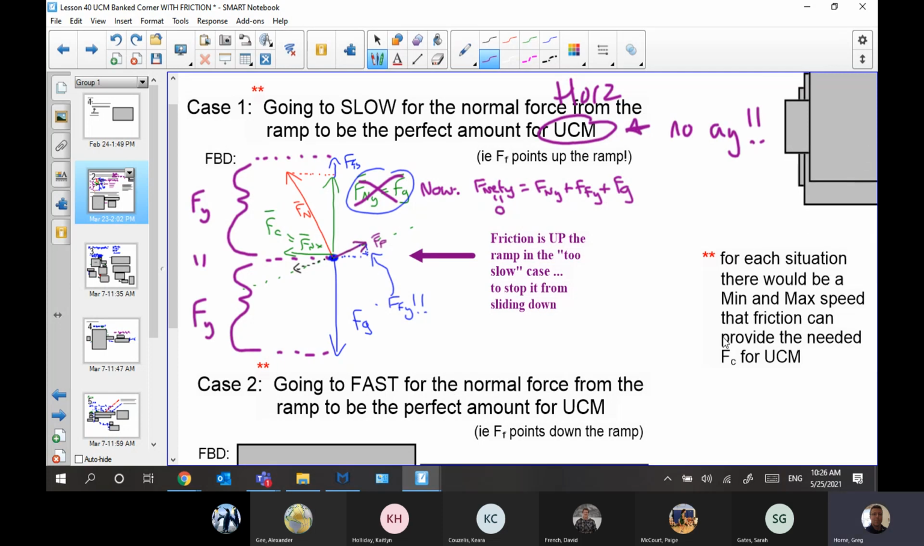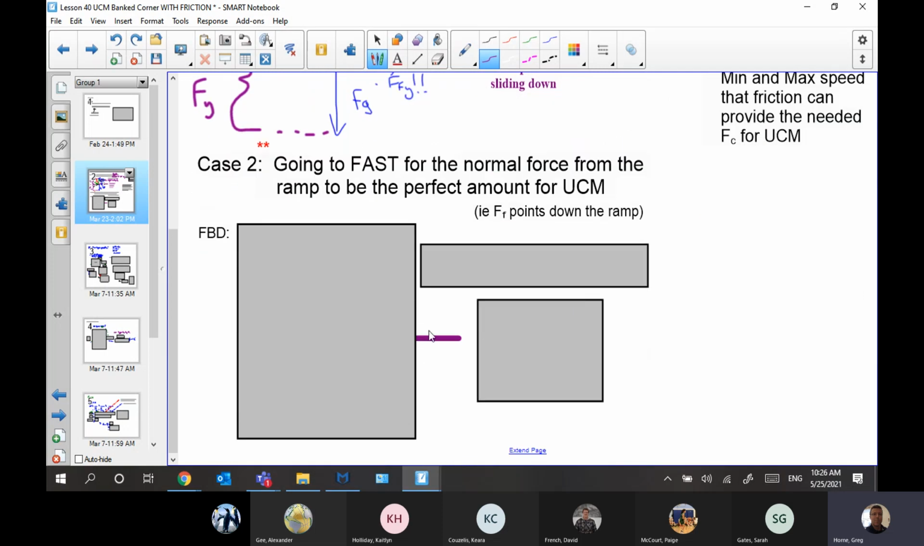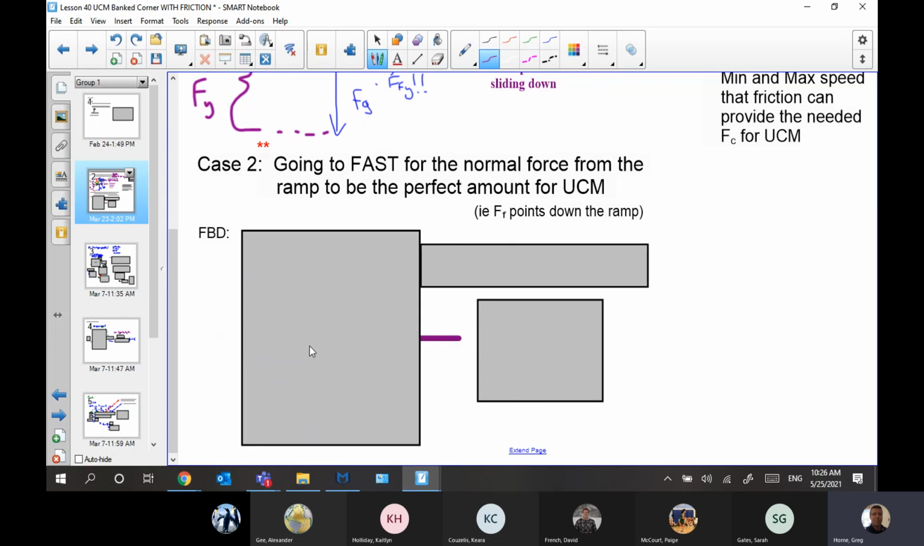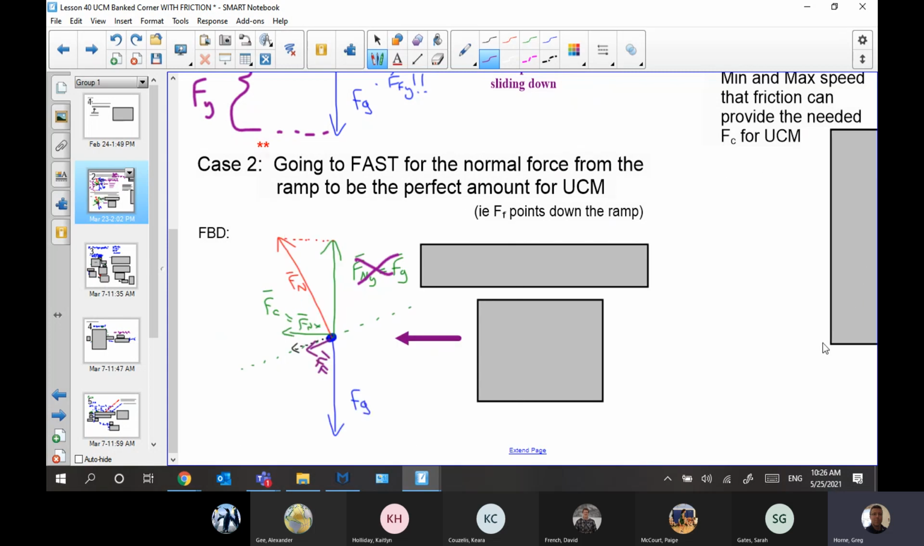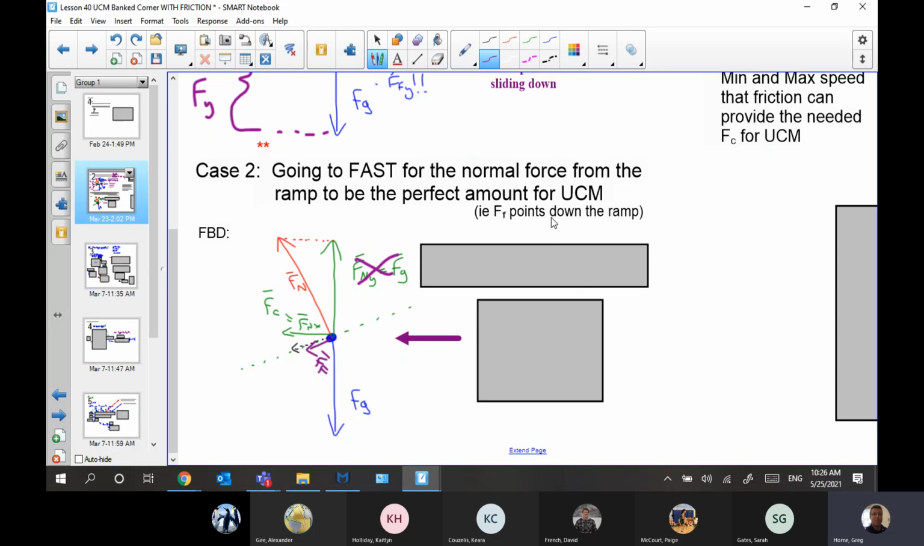So for each situation we're talking about here, there's actually going to be a minimum and maximum speed possible. Because the friction can help either way, right? So this one would give us the minimum speed that we can do once we solve for things. And then this one's going to give us a maximum speed. And so in this one, the difference is, like we talked about, the friction is going to be pointing down the ramp. So it's helping hold it from going out too fast. If we're going too fast for perfect uniform circular motion speed, then you've got some friction holding you in place.